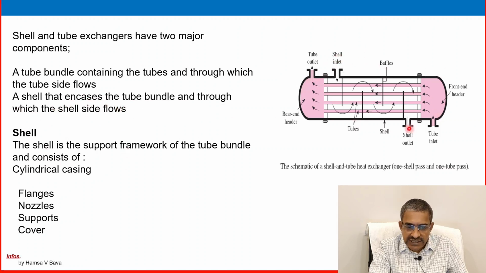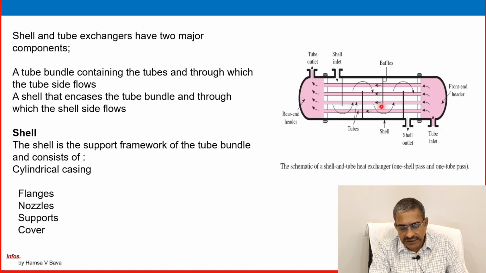The shell construction is different, and various other subdivisions are there. Shell is the support framework of the tube bundle and consists of a cylindrical casing. See, the cylindrical casing is there. In different applications, the casing shape will differ, varying a little bit.